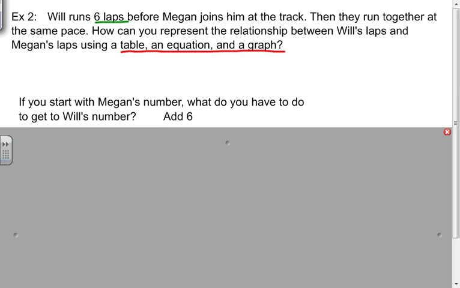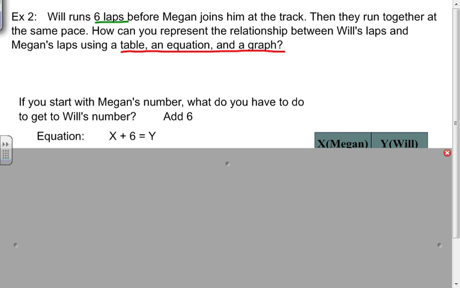If you start with Megan's number, what do you have to do to get to Will's number? Well, since Will has already done 6, that means that whatever Megan does, add 6 to that, and that's how many Will has done, because Will started 6 ahead of time. We can turn that into an equation. X is going to be Megan's number. Y is going to be Will's number. So if you take Megan's number and you add 6 to it, you get however many Will has done.